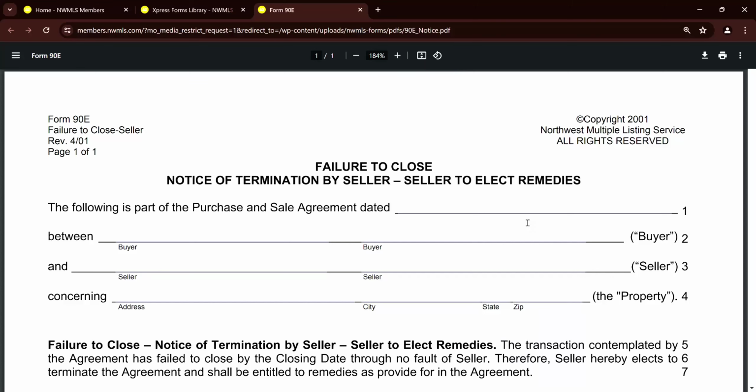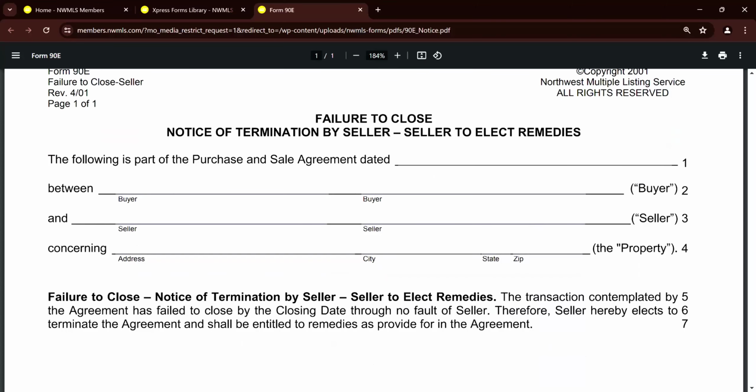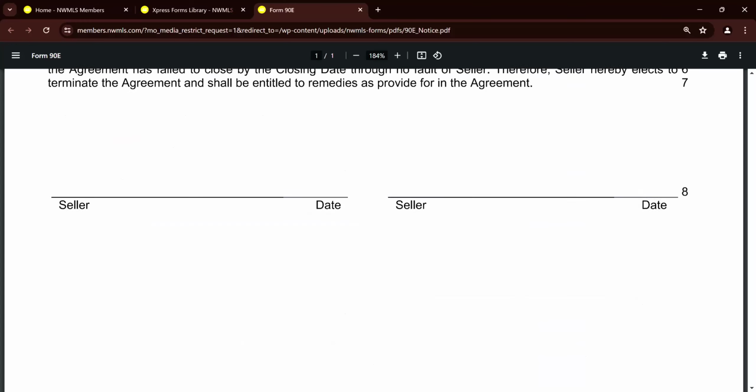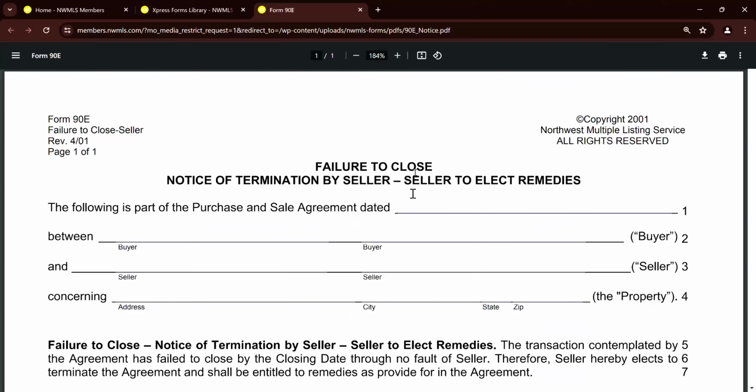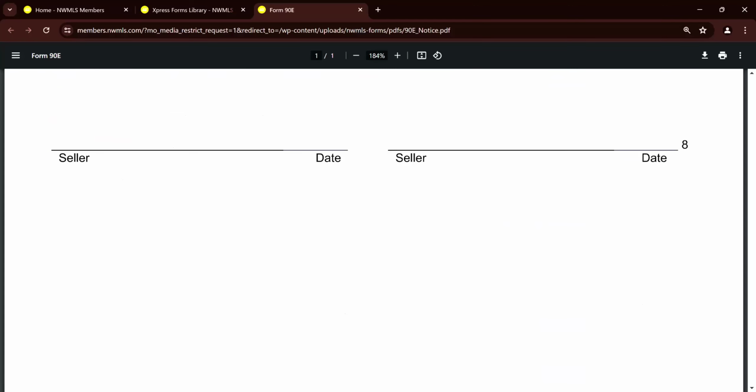Failure to close, notice of termination by seller to elect remedies. The transaction contemplated by the agreement has failed to close by the closing date through no fault of seller. Therefore, seller hereby elects to terminate the agreement and shall be entitled to remedies as provided for in the agreement. That one is literally, what are the remedies?